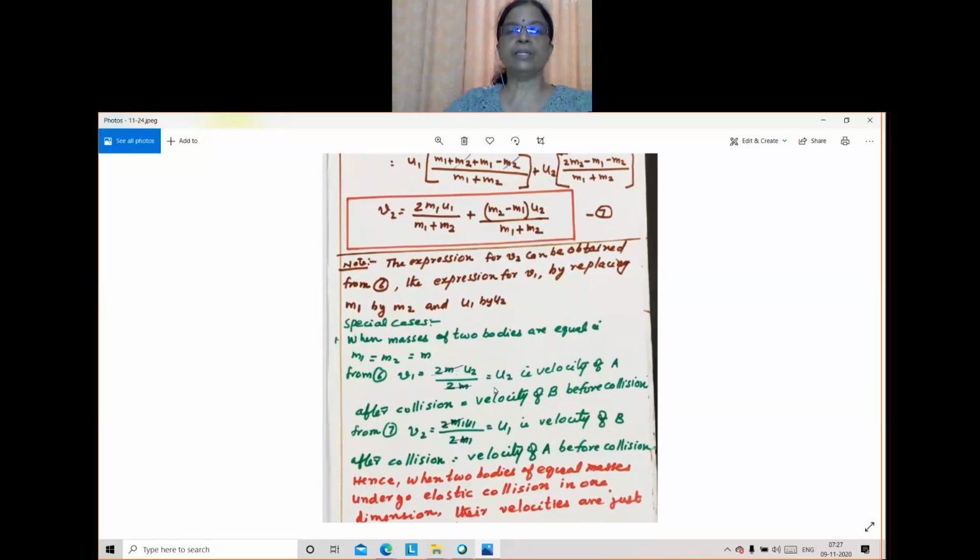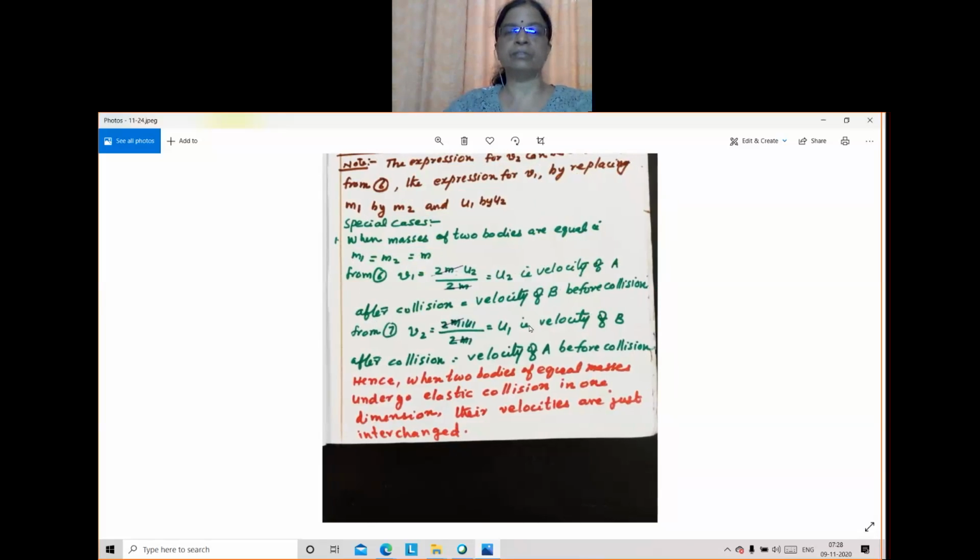So v1 is equal to u2. That is, the velocity of A after collision is the velocity of B before collision. They exchange their velocity. Similarly, v2 is equal to u1: the velocity of B after collision is equal to the velocity of A before collision. Hence, two bodies of equal masses undergoing elastic collision in one dimension just exchange their velocities. Understood? Initially they were going with different velocities u1, u2. After collision, they exchange their velocity. Understood?